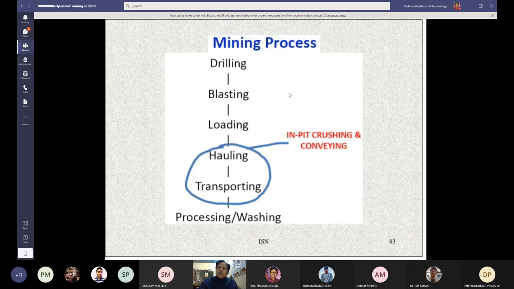So next we discussed the in-pit crushing and conveying system. We have seen that for adopting the conveyor system, you have to crush the material in the pit itself, which is called the in-pit crushing and conveying system. In the pit itself, there is a movable crusher where the material will be loaded and taken, crushed to the required size, and only after that can it be conveyed by the belt conveyor system.